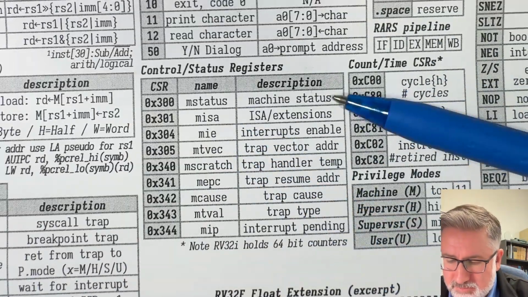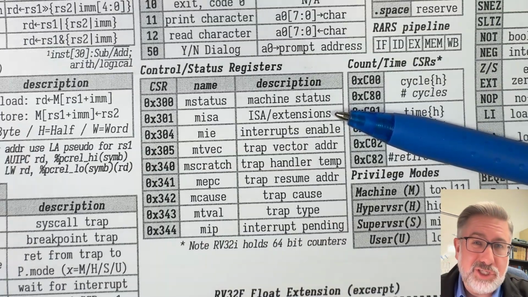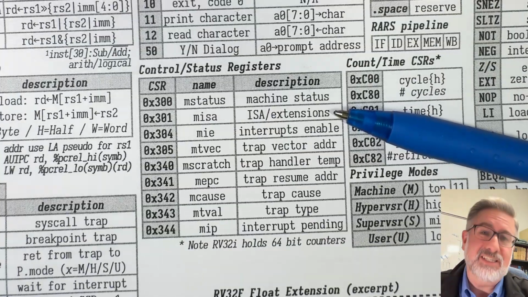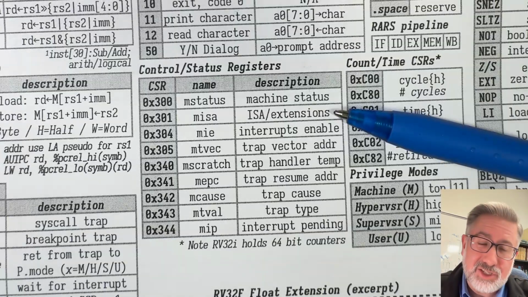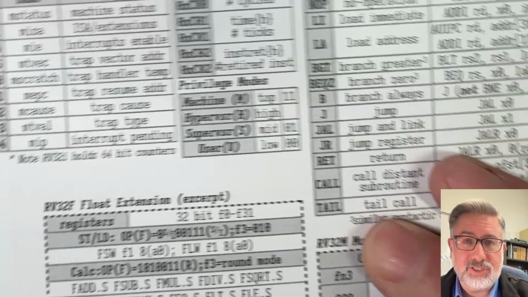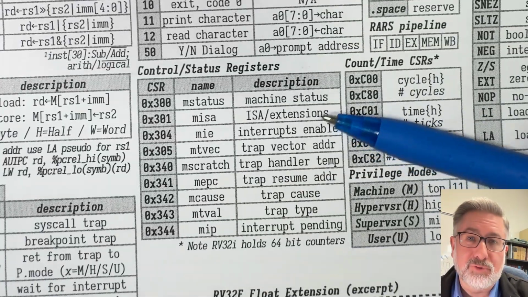So the basic ones are machine status, and then this one, MISA, is the Machine Instruction Set Architecture or extensions. This is how you tell the machine what it is. Is it RISC-16? Is it RISC-32? RISC-64? Which extensions are implemented by the hardware, like the floating point extension or the multiply divide extension. This register will tell you what those are.